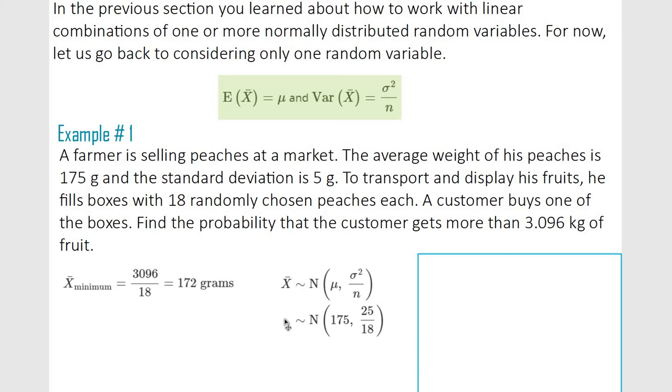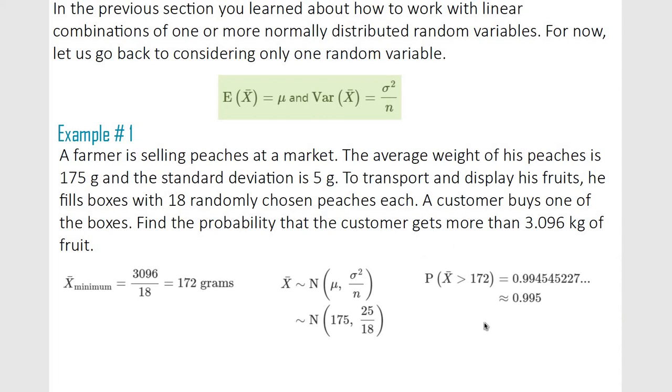So now I've got this new mean and standard deviation. Now I want that probability to be greater than 172. Plug that into my calculator, normal CDF, and you get this.